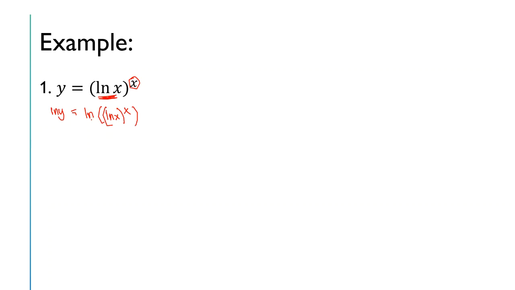Then, since we've taken the ln of both sides, you have to remember and apply some properties of the natural logarithm. If you can recall, ln of a raised to n is equivalent to n ln of a. This is one of the properties of the natural logarithm, so we also apply it here in our example. We have ln y is equivalent to the power, which is x, times ln of ln x. After applying the property, we can now differentiate our equation.